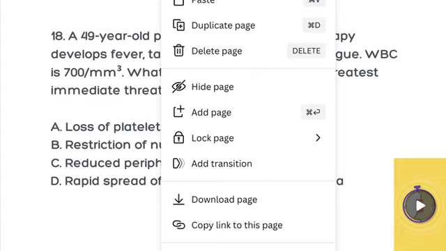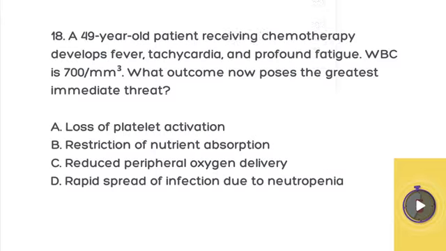Question 18. A 49-year-old patient receiving chemotherapy develops fever, tachycardia, and profound fatigue. WBC is 700. What outcome now poses the greatest immediate threat?